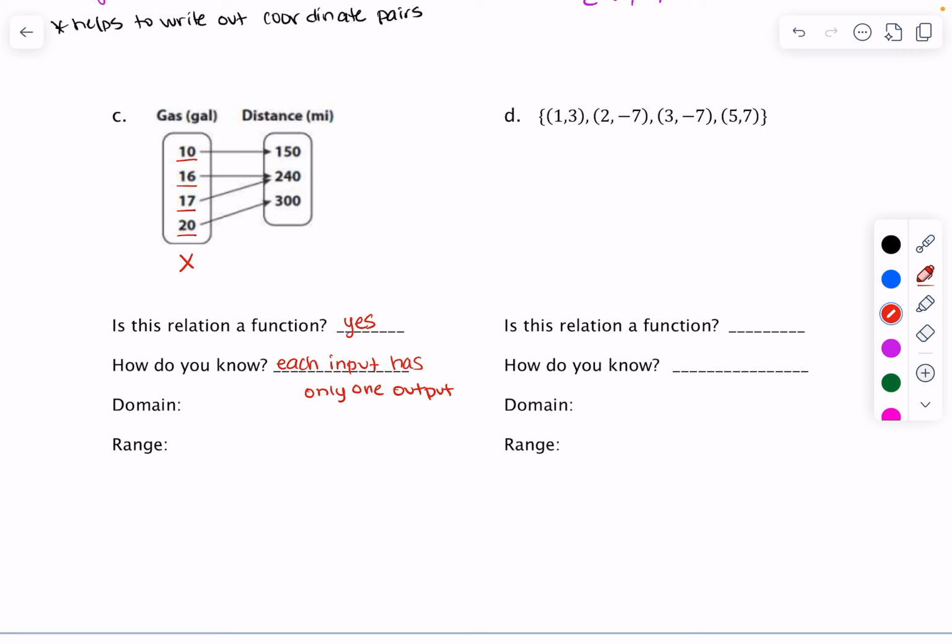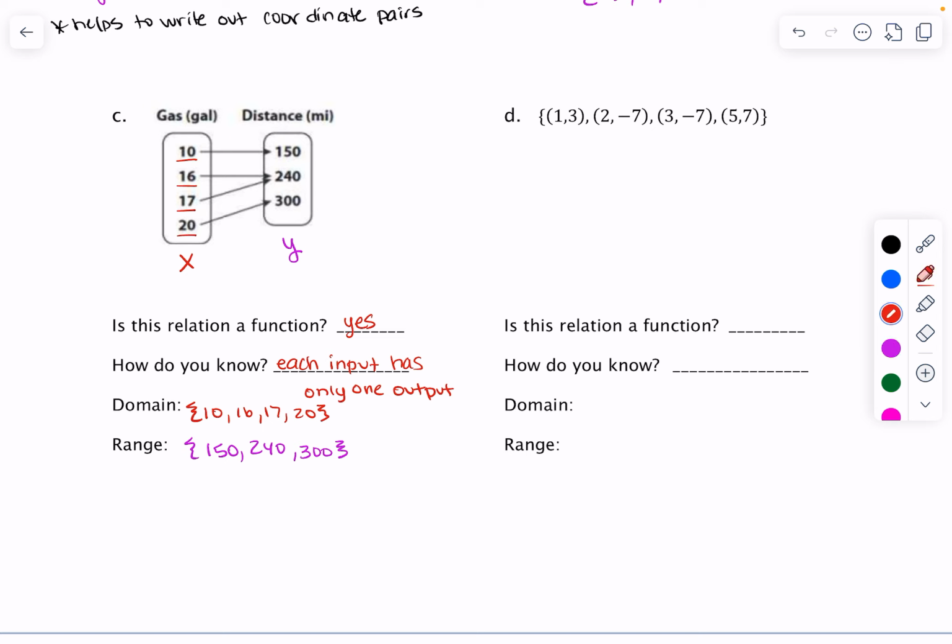For its domain, we're going to list the x values. Remember, these are your x's and these are your y's. So my domain is going to be in order from least to greatest, 10, 16, 17, 20. And my y values from least to greatest, 150, 240, and 300. I feel like mapping diagrams have an easier time writing domain and range because they're usually listed in least to greatest already.